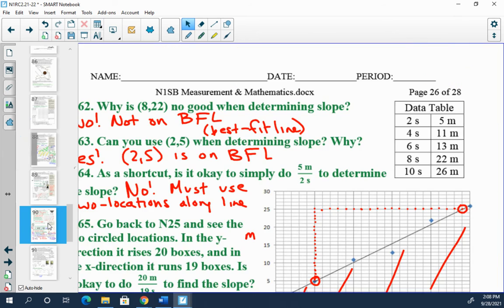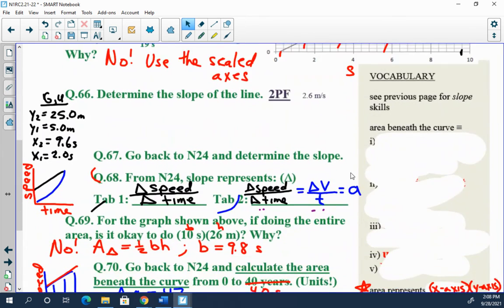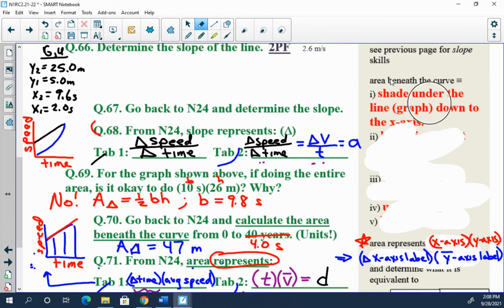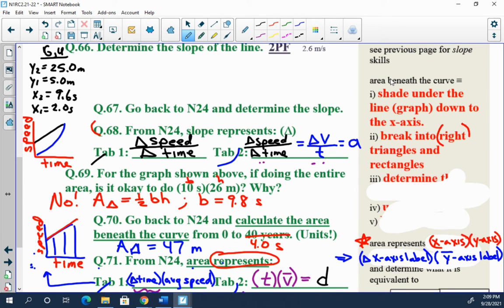That's a heavy duty. One thing over here to fill in your margin, just so you have it. Over here on the right, area beneath the curve, of course, is shade underneath the line down to the x-axis. We will actually shade, sometimes over a graph that goes under the axis, we'll shade up to the x-axis in that case. Break it into right triangles and rectangles. By the way, they don't have to be right triangles. I'll put that in parentheses. It could be any triangle, but right triangles are a little easier than average to work with.